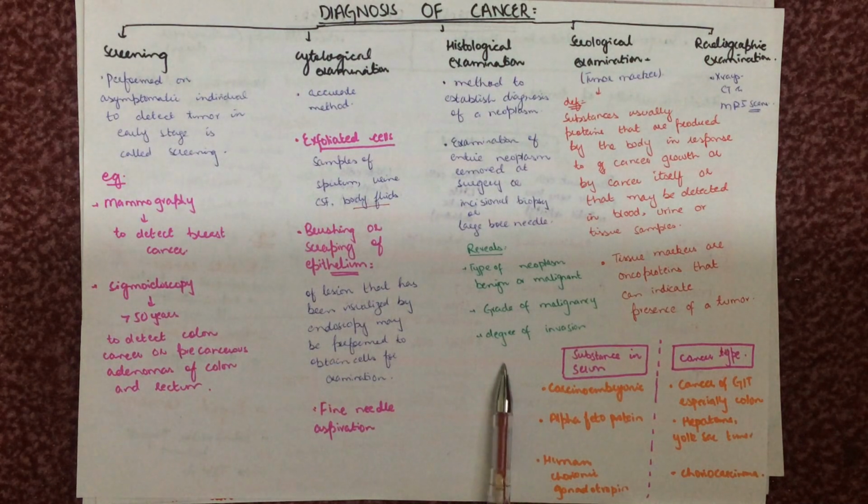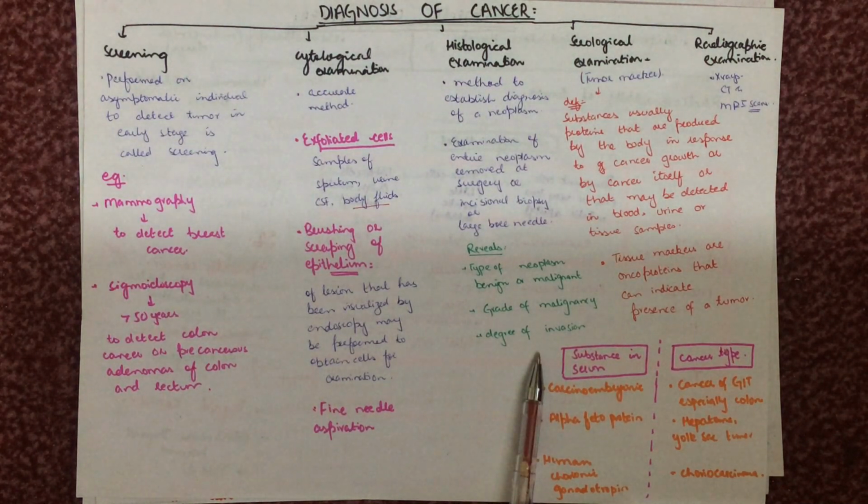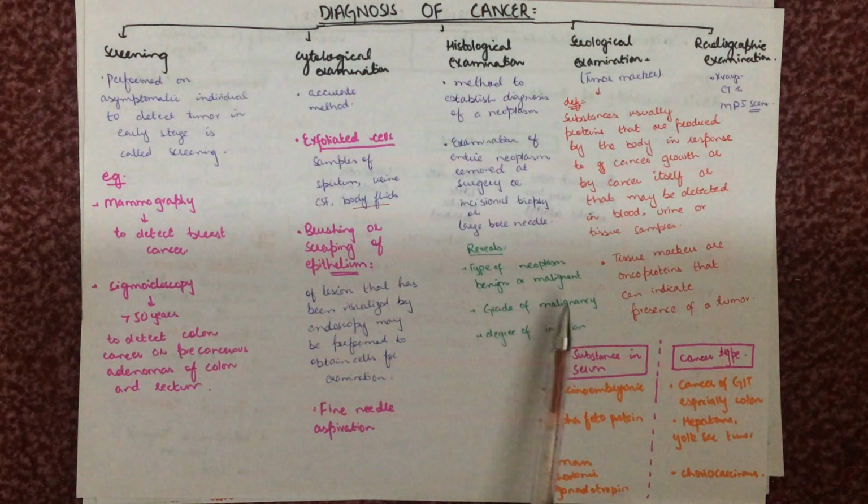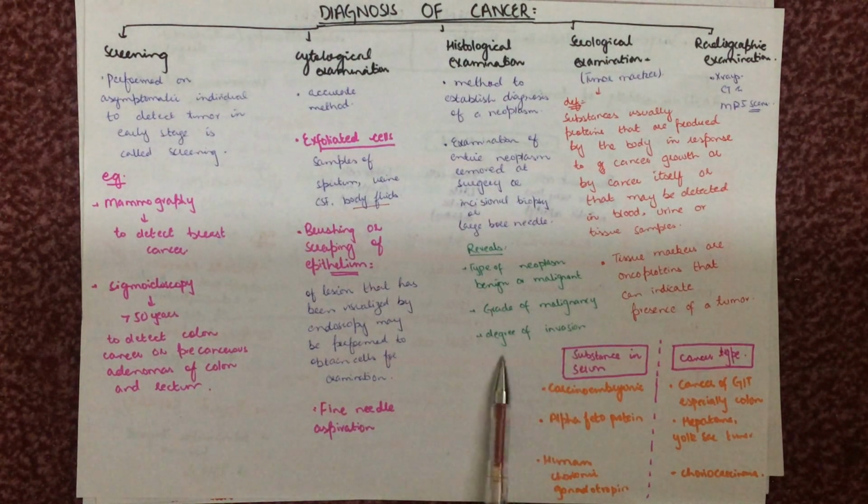Histological examination is carried out, that is a method to establish the diagnosis of a neoplasm. Examination of entire neoplasm removed at surgery, or incisional biopsy, or a large bore needle. For histological examination, you need a complete specimen. For example, any neoplasm that is removed by surgery or by other means like incisional biopsy, and then you place that sample under the microscope to do the proper histological examination. It reveals the type of neoplasm, whether it is benign or malignant, a grade of malignancy, and the degree of invasion.